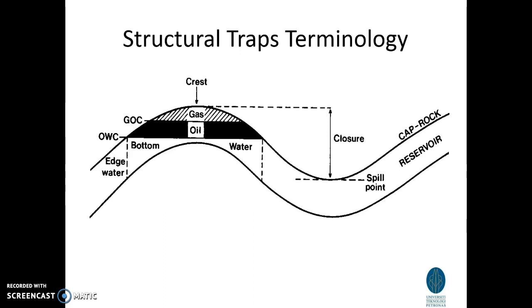Closure here is the vertical distance from the highest crest, or the highest point, to the spill plane or spill point. It's actually the level at which the oil spills below the trap into the adjacent permeable beds. Okay, the gross pay here is the distance from the top of the petroleum accumulation to the lowest point of the oil water contact. This is the gross pay zone, while the net pay zone is the commercial productive part of this interval of the gross pay zone.